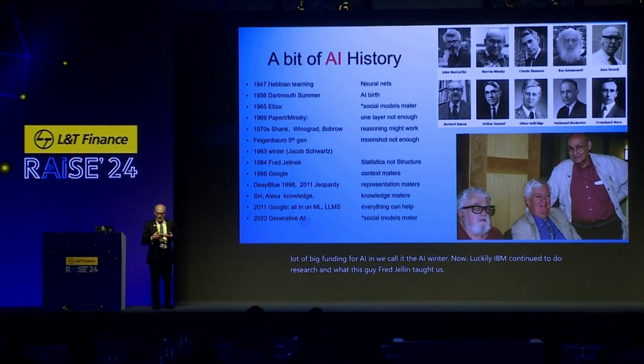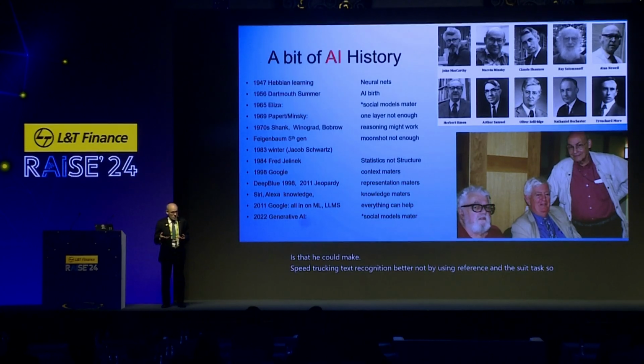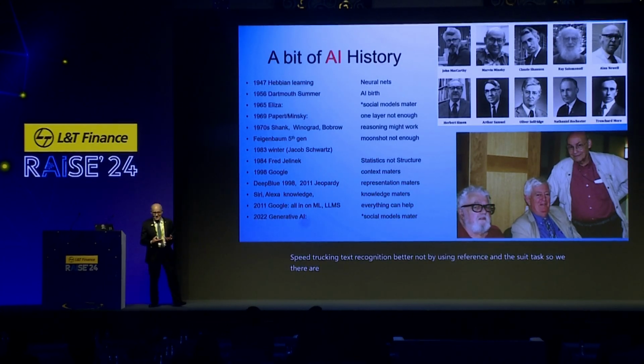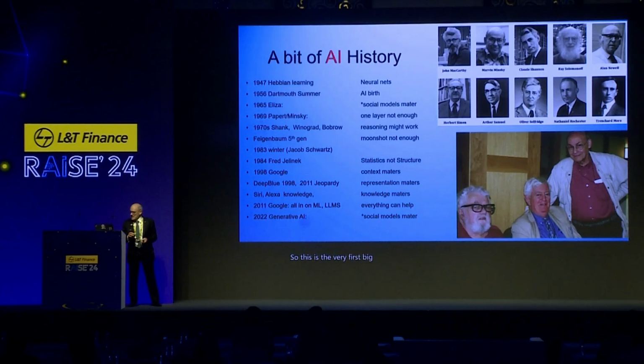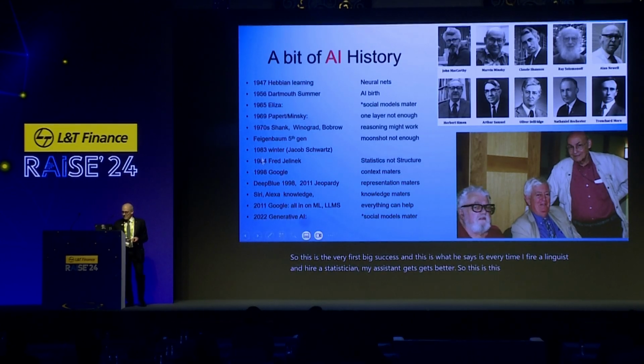Now, luckily, IBM continued to do research, and what this guy Fred Jelinek taught us is that he could make text recognition systems better, not by using grammars and syntax the way that we had learned in our computer science department, that type 1, type 2, type 3 grammars, but rather by statistics. So this is the very first big success. And what he says is every time I fire a linguist and hire a statistician, my system gets better. So this was all the way in 1984.